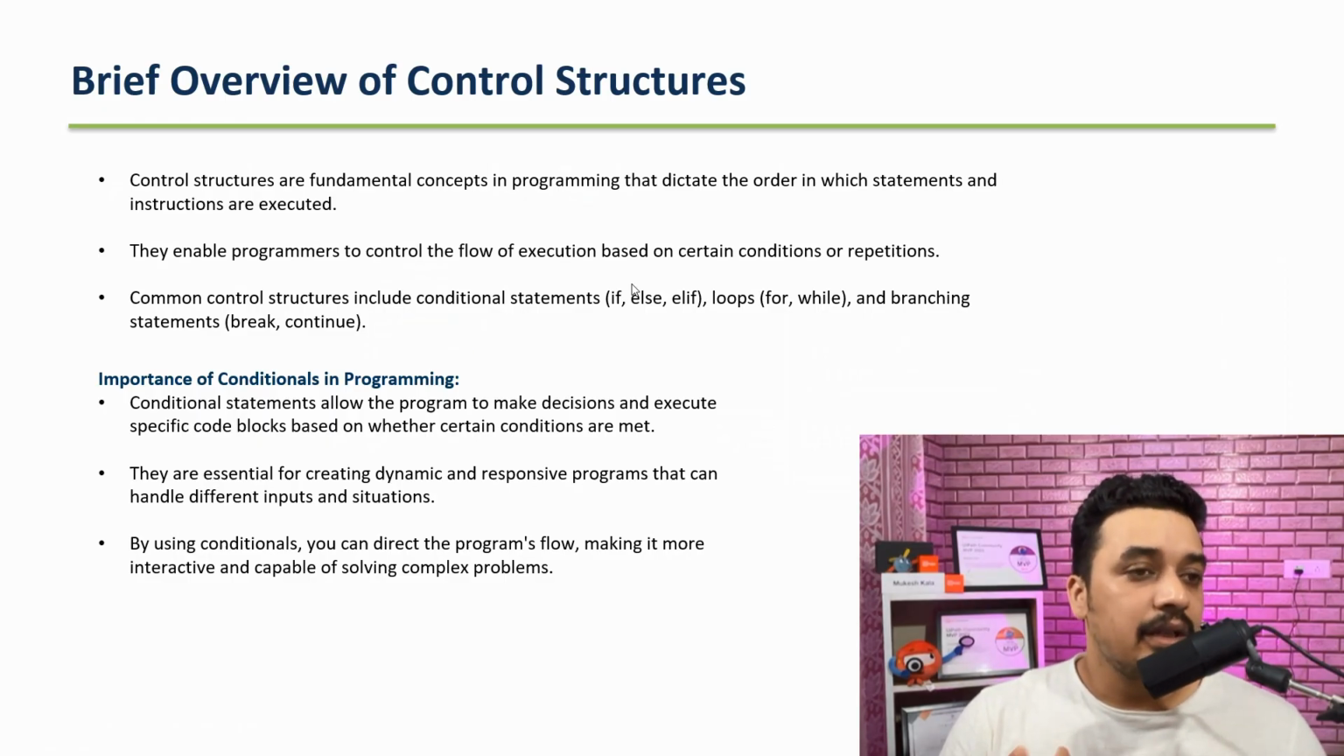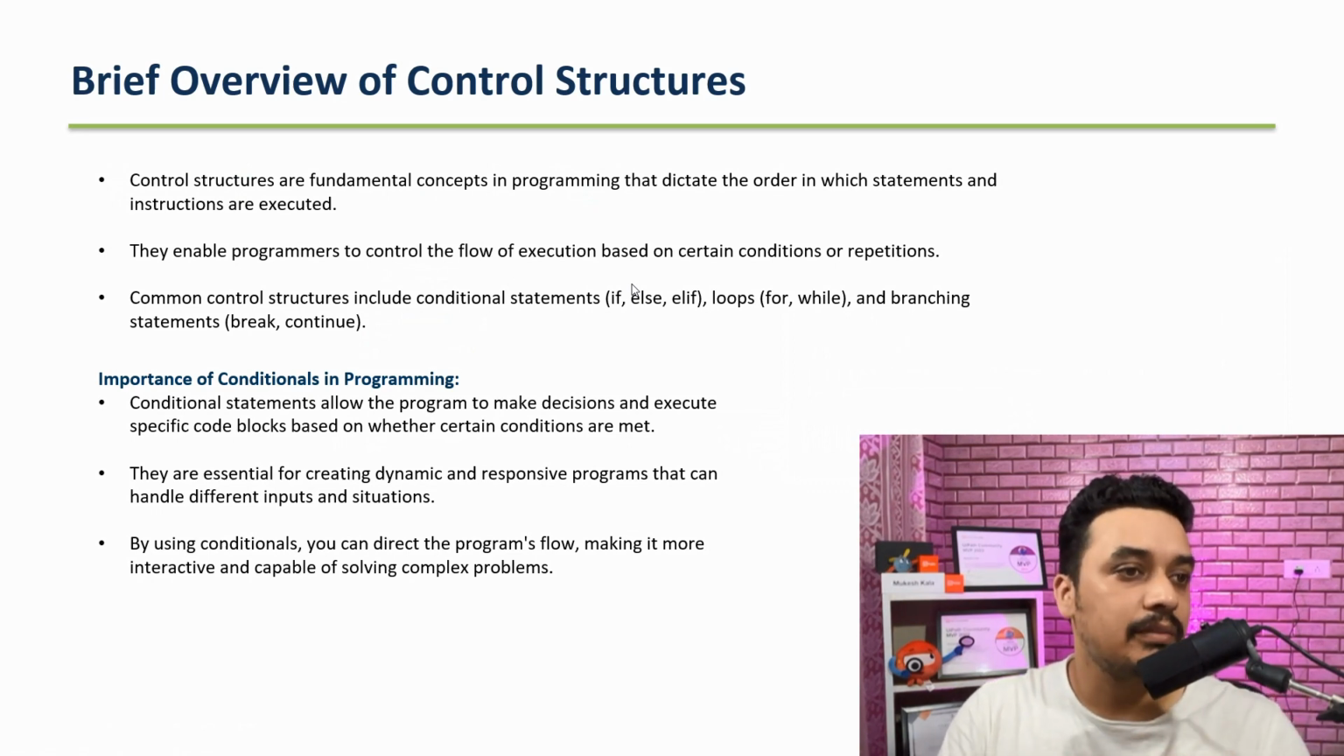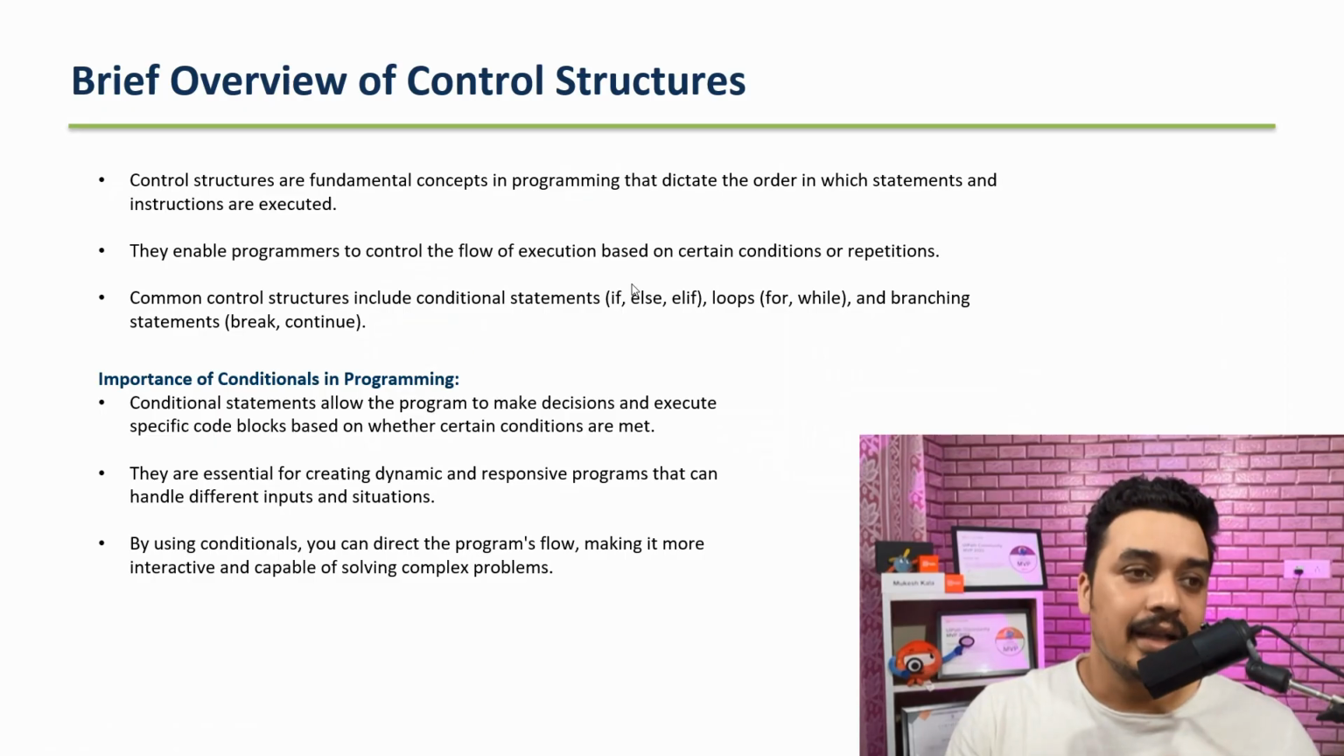So why do we need it? As I already mentioned, conditional statements allow the program to make decisions based on the business requirement. As a developer, you have to decide which part of the code should execute when, and that is where you require control structures. They are essential for creating dynamic and responsive programs that can handle user inputs and various situations. By using conditions, you can direct the program flow the way you require, and you can cater to more complex requirements. So that's a brief overview of what exactly a control structure is.